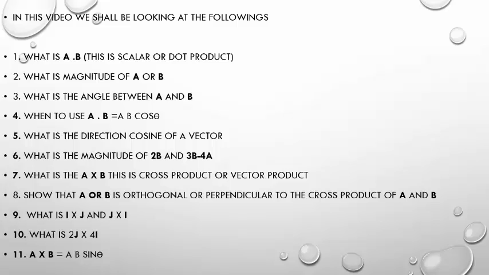Then what is i cross j? i cross j, we are going anti-clockwise, it will be positive. j cross i, we are going clockwise, it will be negative. So i cross j will be k, and j cross i will be minus k.